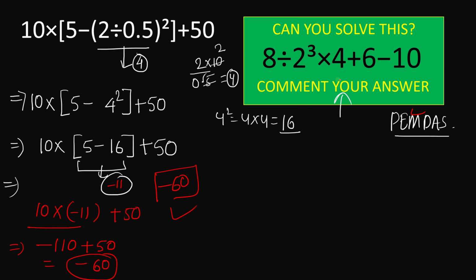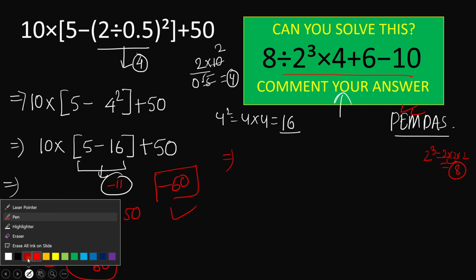And coming to the second bonus question, we have 8 divided by 2 cubed times 4 plus 6 minus 10. So for this, we again follow the same rule, exponent part first, which is 2 cubed, and 2 cubed is 2 times 2 times 2, which equals 4 times 2, that is 8. So we'll simply write 8 here.